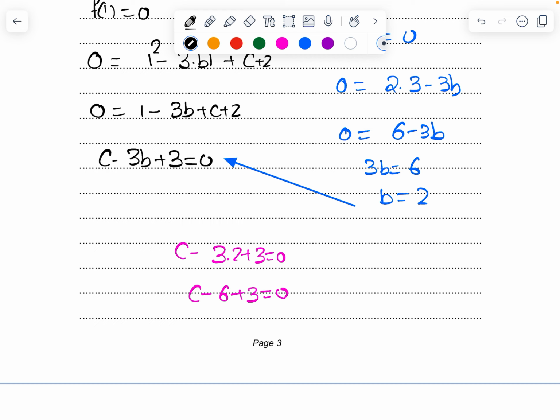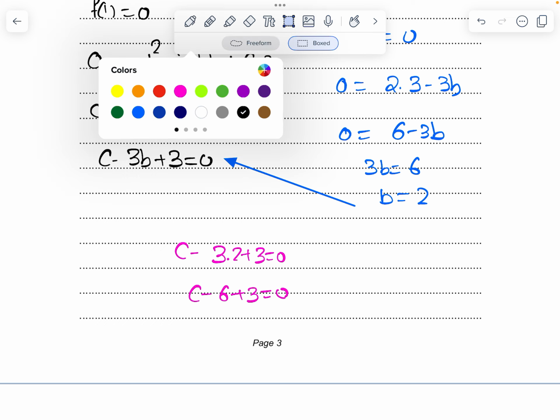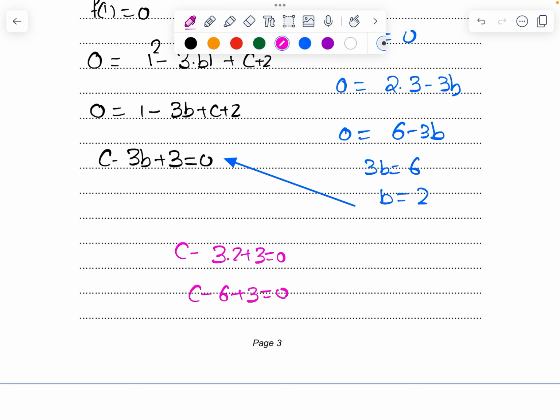C minus 3 equals 0, and this gives me the value of C as 3. So I write that C minus 3 equals 0, so C equals 3.